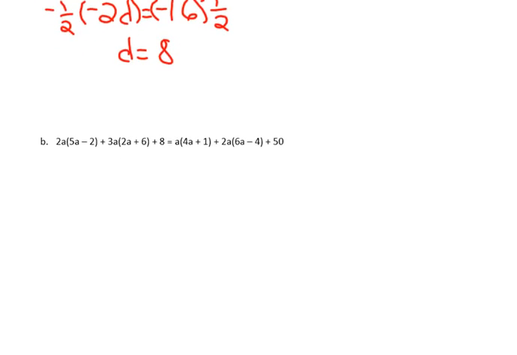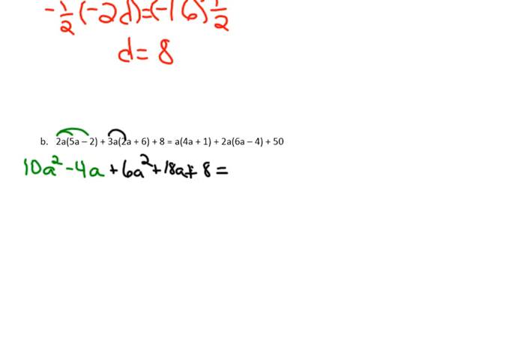Oh my gosh, this looks so complicated, but we can do it because we're going to take it little piece by little piece. So first, I'm going to go through and distribute 2A. So 2 times 5 is 10. A times A is A squared. 2 times negative 2 is negative 4. Keep the A. There's that piece. Let me do the next piece. So 3 times 2 is 6. A times A is A squared. 3 times 6 is 18. Keep the A. Plus 8, because that's from over here.